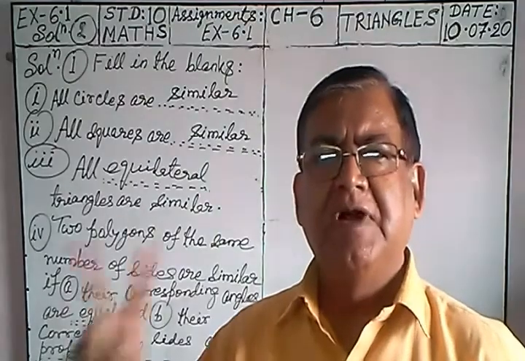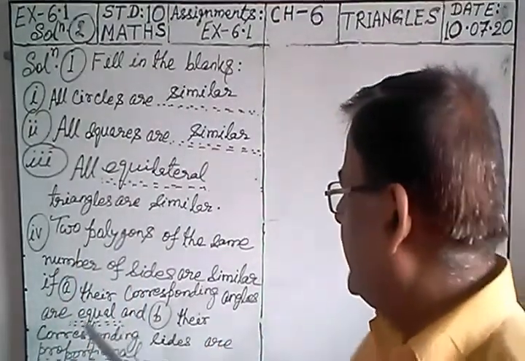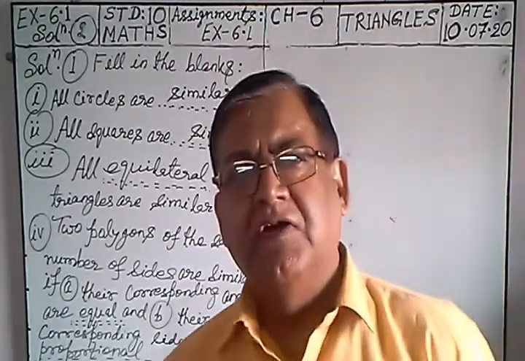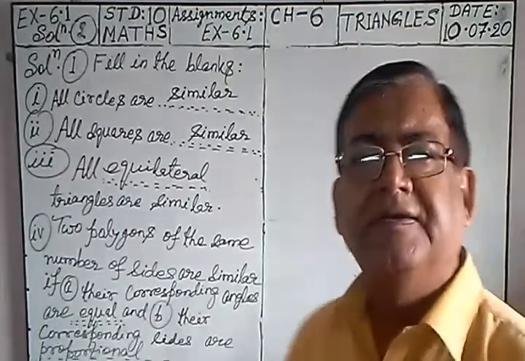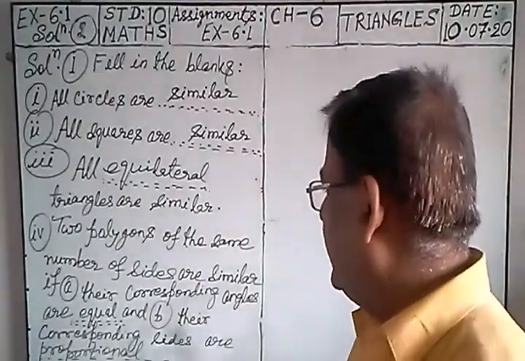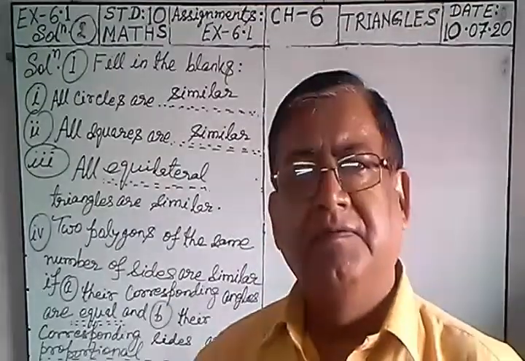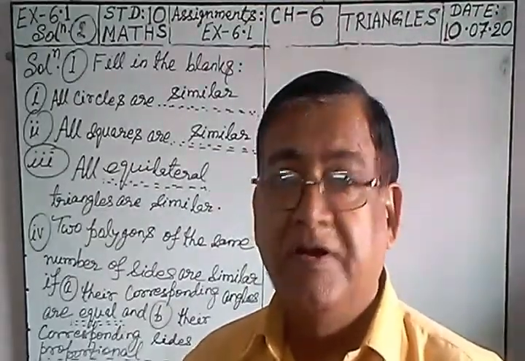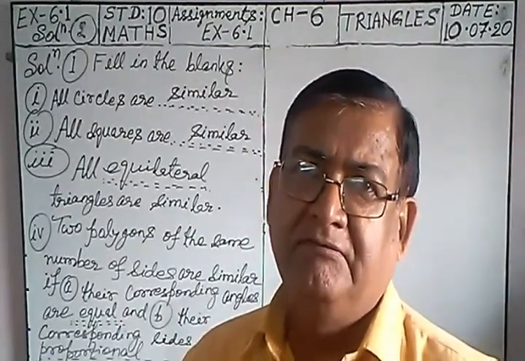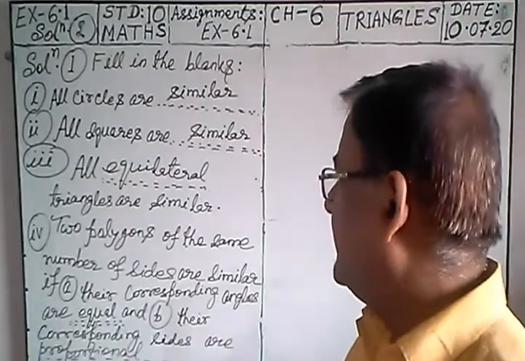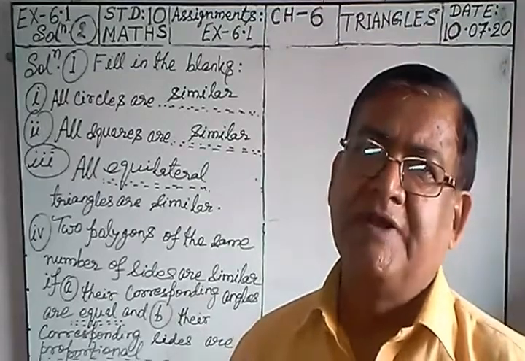Here are the two conditions. The first one is that their corresponding angles must be equal. And the second criterion is that their corresponding sides are proportional. Their corresponding sides are not equal. Always remember, it must be proportional. So these are the two criteria: angles are equal, sides are proportional.